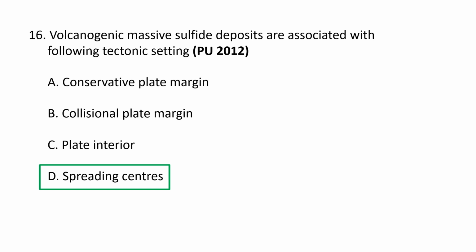And these deposits, they form in extensional environments where seawater interacts with magmatic heat sources at mid-oceanic ridges, back arc spreading centers, and continental rifts. And this interaction leads to the release of dissolved metals and sulfur, which then precipitate on the seafloor as sulfide deposits. So volcanogenic massive sulfide deposits are associated with spreading centers. D is the correct option.